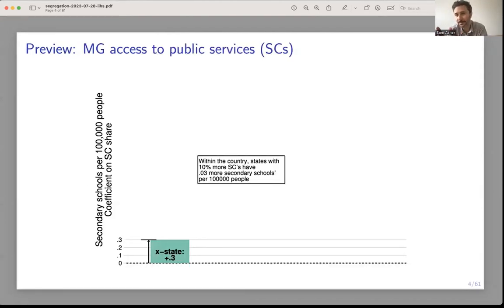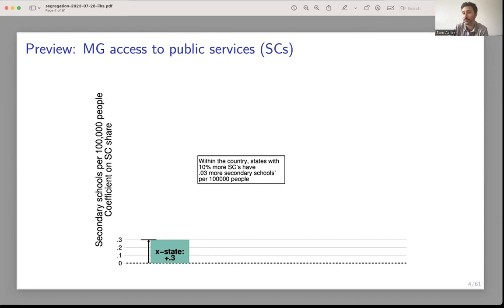So in some sense, a lot of this paper can be summarized by the following figures. We're going to show you these outcomes in different ways, but this is our attempt to really kind of sum it all up. Here we're looking at secondary schools per 100,000 people. And these are going to be coefficients from a regression on the share of the location that is scheduled caste. And so you can see here is that actually states that have more scheduled castes have more secondary schools per 100,000 people.